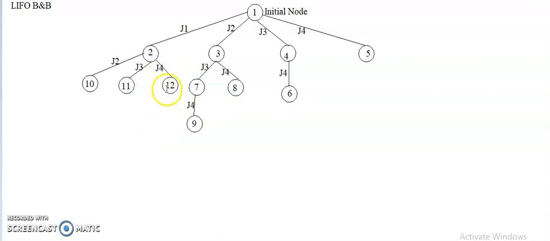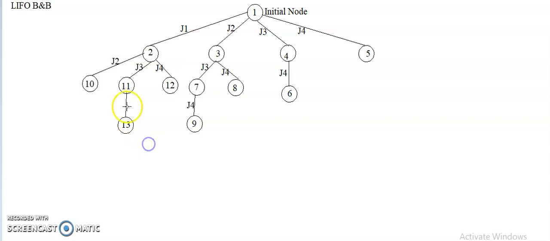Now 12 is on the top of the stack. I can't explore further, so I will just pop it out. Next, the node on the top of the stack is node number 11. Node number 11 I can explore further. So let me write it here, this as node number 13. This can be drawn below node number 11.